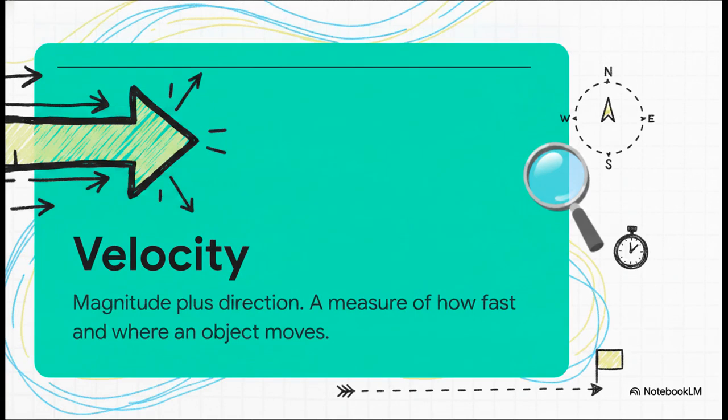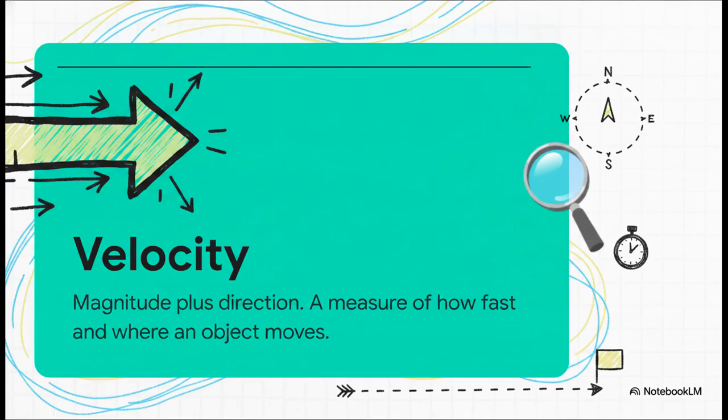And that brings us to our next core concept, which is velocity. Velocity is defined as magnitude plus direction. Adding that directional component completely changes how we measure the motion. You aren't just moving fast anymore. You're moving fast toward a specific destination.